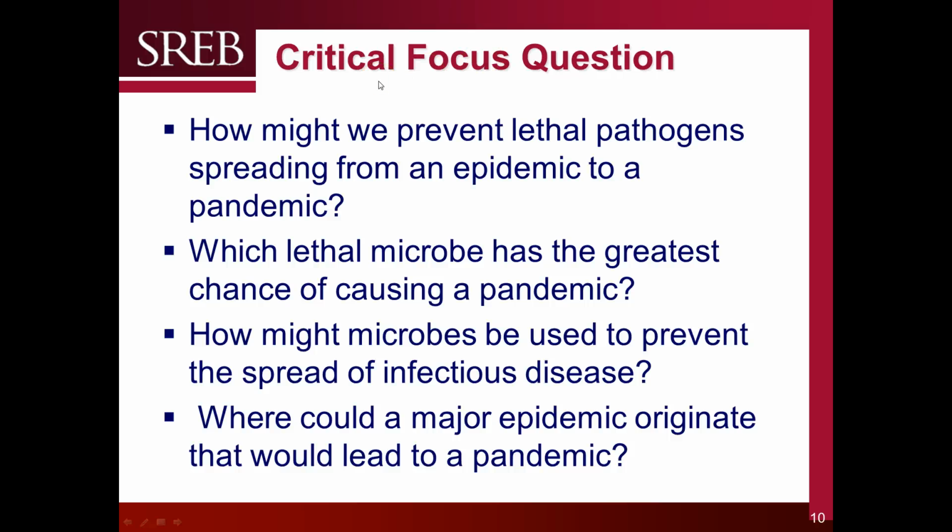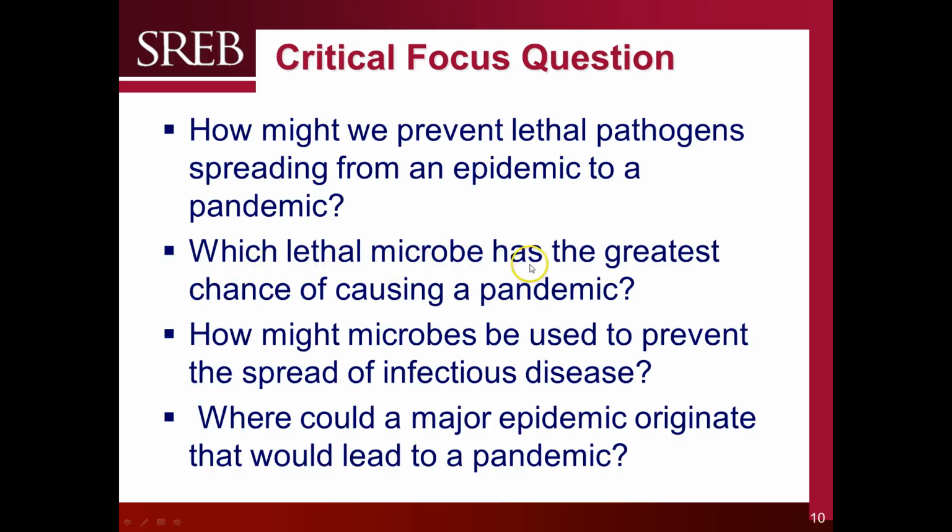So here are some critical focus questions that I created based off the standards that I'm using. How might we prevent lethal pathogens spreading from an epidemic to a pandemic? Could be really intriguing. They really go into the characteristics of a pathogen, the four different types. They look at how it's able to spread and what it really takes for it to become a pandemic, where it's actually moved from one country to another and really starting to spread.